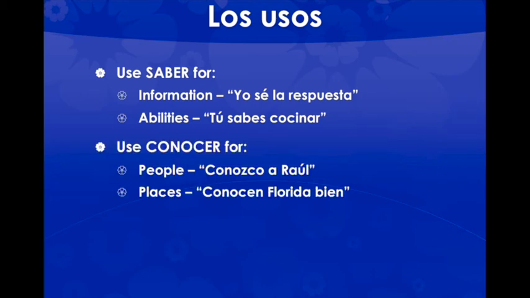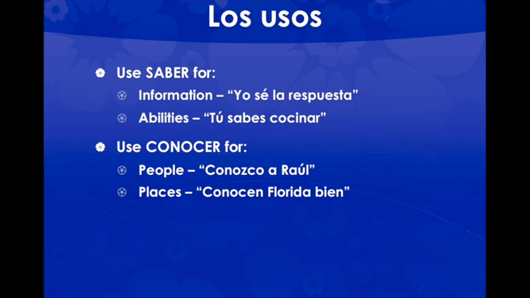Conocer we're going to use for people and places, knowing people and knowing locations. Like, yo conozco a Raúl, I know Raúl. Ellos conocen Florida bien, they know Florida well, like it's a location. So think of conocer as the verb that knows people and places, kind of street smart. Saber is kind of more like a bookworm and knows who, what, where, when, and why. He knows information and how in terms of abilities.